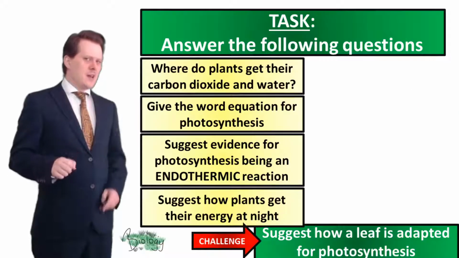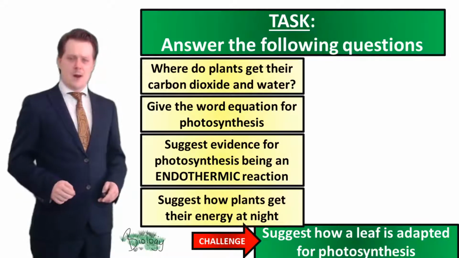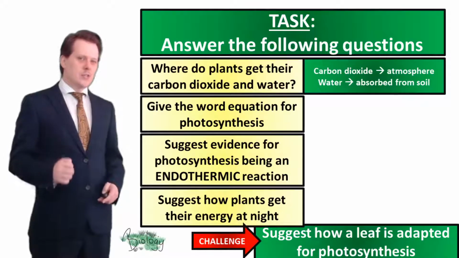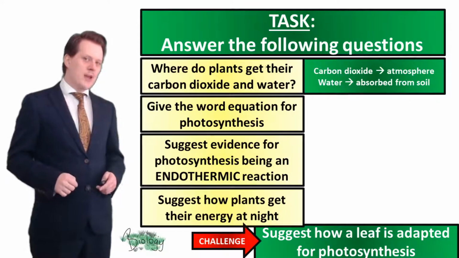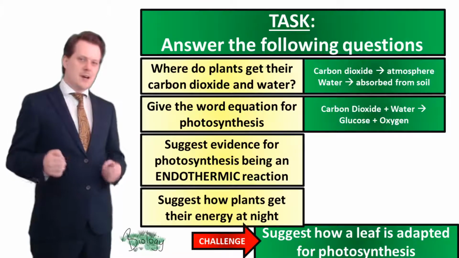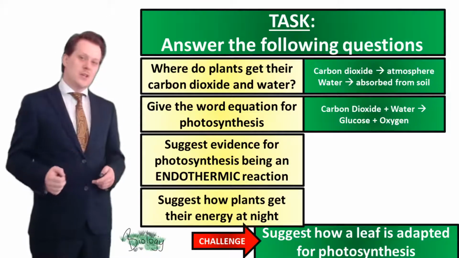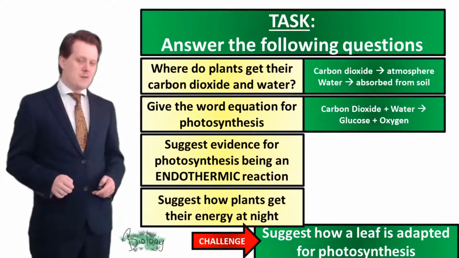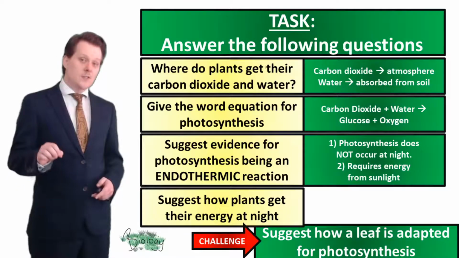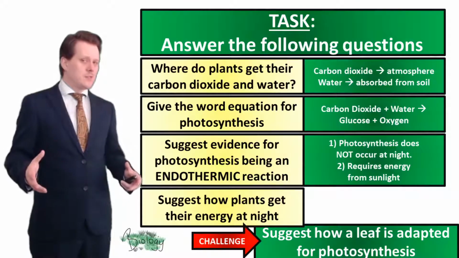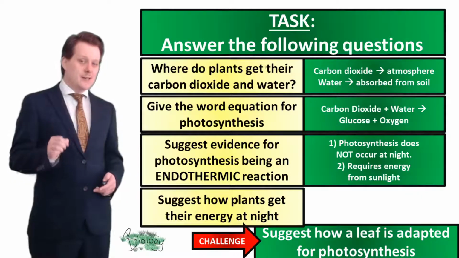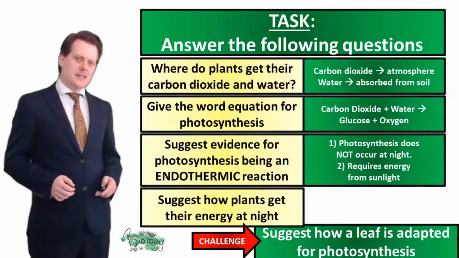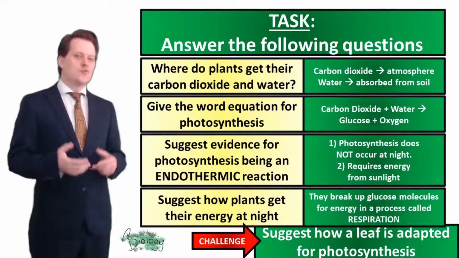Have you got some answers? Let's start with this top one. Where do plants get their carbon dioxide and water from? The carbon dioxide is absorbed from the atmosphere and the water is absorbed from the soil. The word equation for photosynthesis is carbon dioxide plus water gives glucose and oxygen. Some suggestions as to evidence that photosynthesis is an endothermic reaction. Photosynthesis does not occur at night or in the absence of light at all because it requires energy from the sunlight. Suggesting then how plants get their energy at night, they do a different process called respiration.